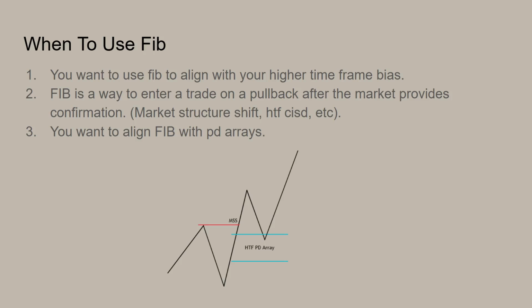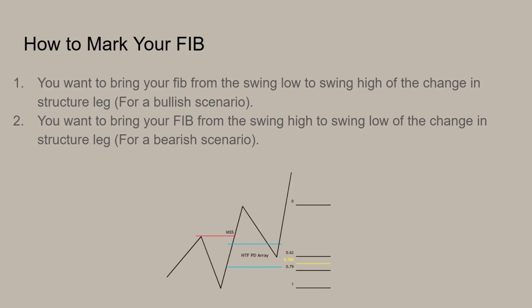And you want to align your Fib with PD arrays. So in summary, you want to use your Fibonacci when you have confirmation of the lower time frames aligning with your higher time frames, and you want to mark out your Fib if it aligns with a high time frame PD array. So how do you mark your Fibonacci?